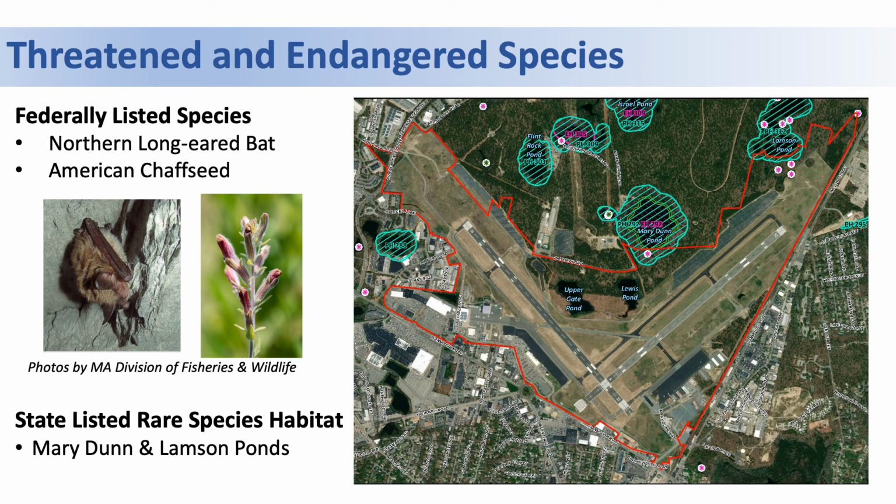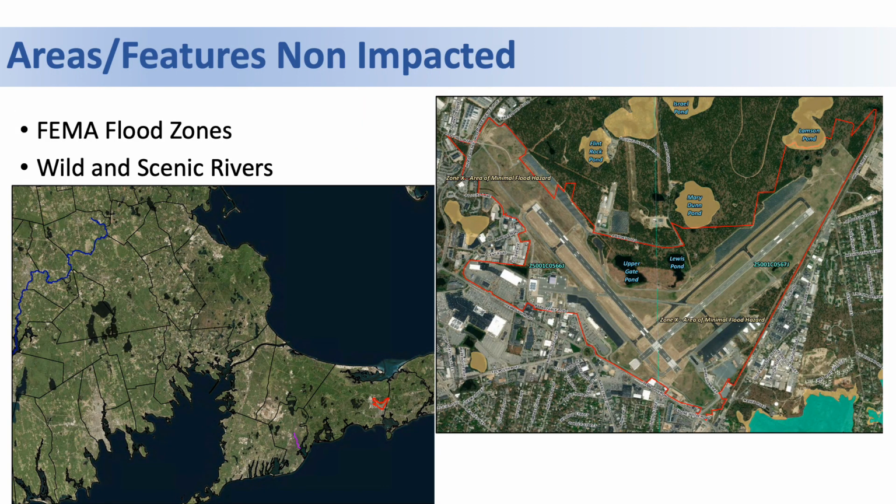Again, you can see the airport's boundary identified by the red line. Threatened and endangered species do exist north of the airfield, mostly outside of the airport's property line. Federally listed species such as the northern long-eared bat and the American calfseed exist. State-listed rare species habitat also exists surrounding Mary Dunn and Lamson ponds. Features that do not exist on the airport include FEMA flood zones and wild and scenic rivers.